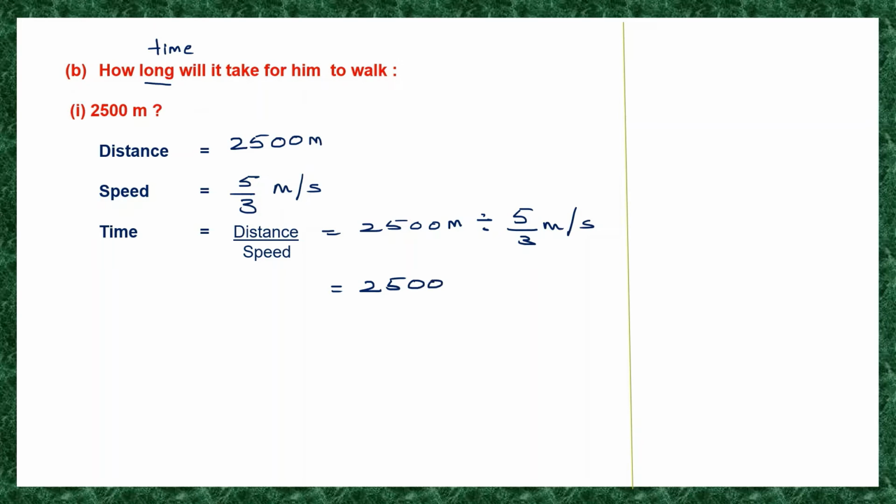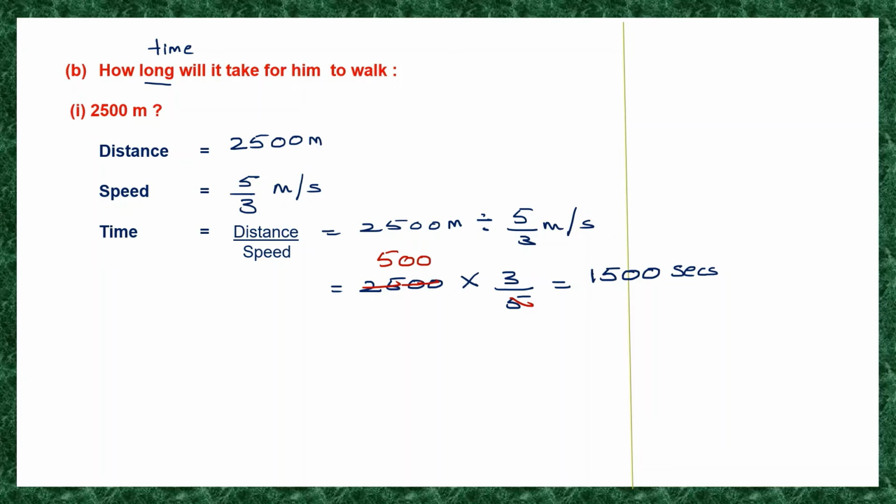2500 division becomes multiplication. 5 by 3, I write the reciprocal. Now let's cancel what we can. 5 5s are 25. Then I have a 0 and one more 0, so that's 500. Now 500 into 3. First multiply 5 into 3. 5 3s are 15. Then add the two zeros. So the time is 1500 seconds.